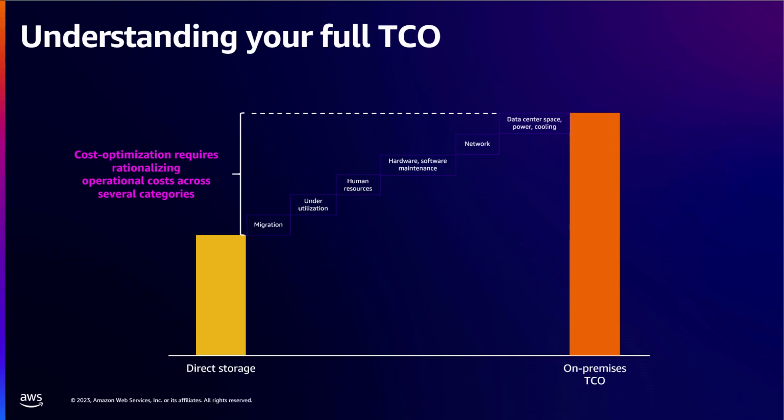So in traditional on-premises infrastructure, there are several costs that you should consider. Things like the cost of the data center space, the power required, and the cooling, the cost of building and maintaining a network, hardware and software maintenance expenses, and of course, headcount. You need people that can ensure that this infrastructure stays operational and secure.